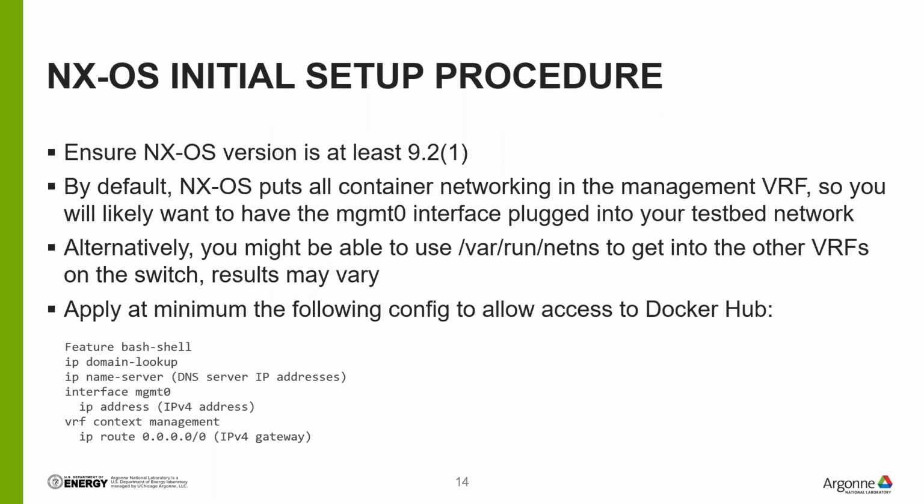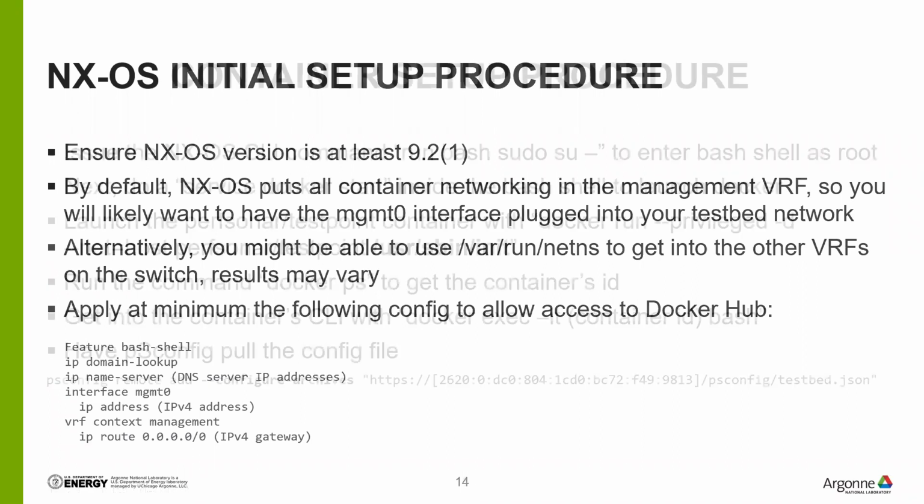Lastly, the following minimum config would be required on NX-OS just to get out to Docker Hub and be able to download that perfsonar-testpoint Docker container. So again, just keep in mind that you need to both define the DNS name server and do IP domain-lookup. Otherwise, it's not going to be able to resolve the addresses to get out to Docker Hub.